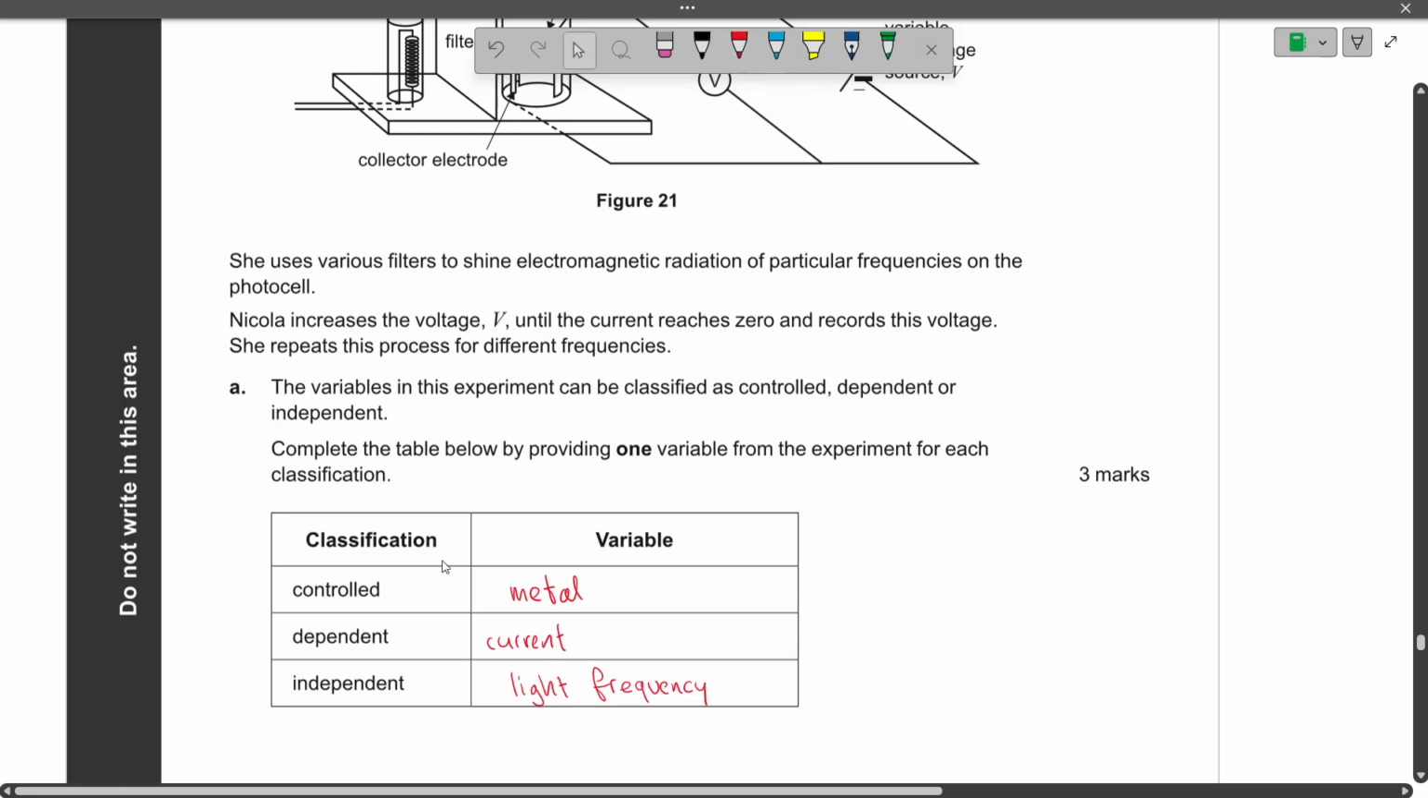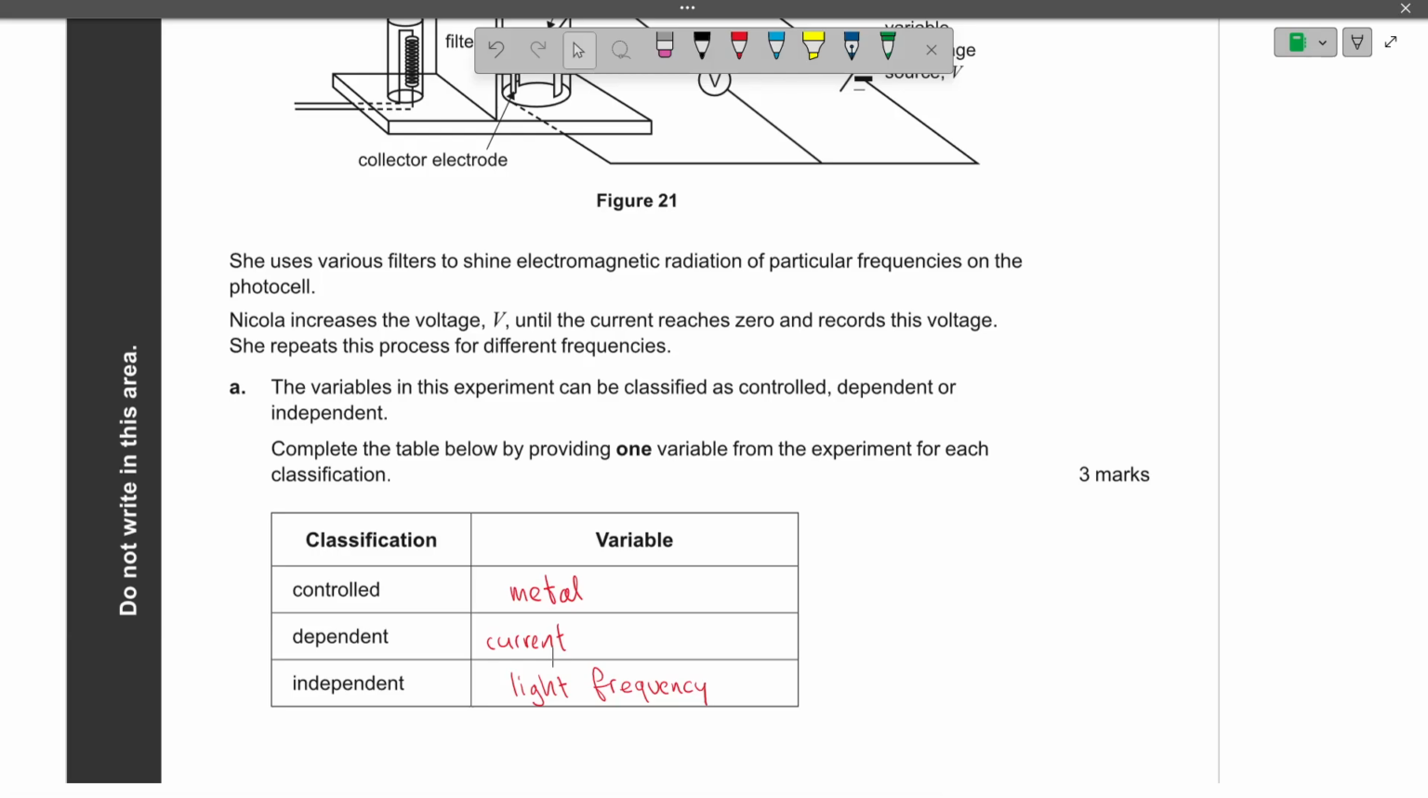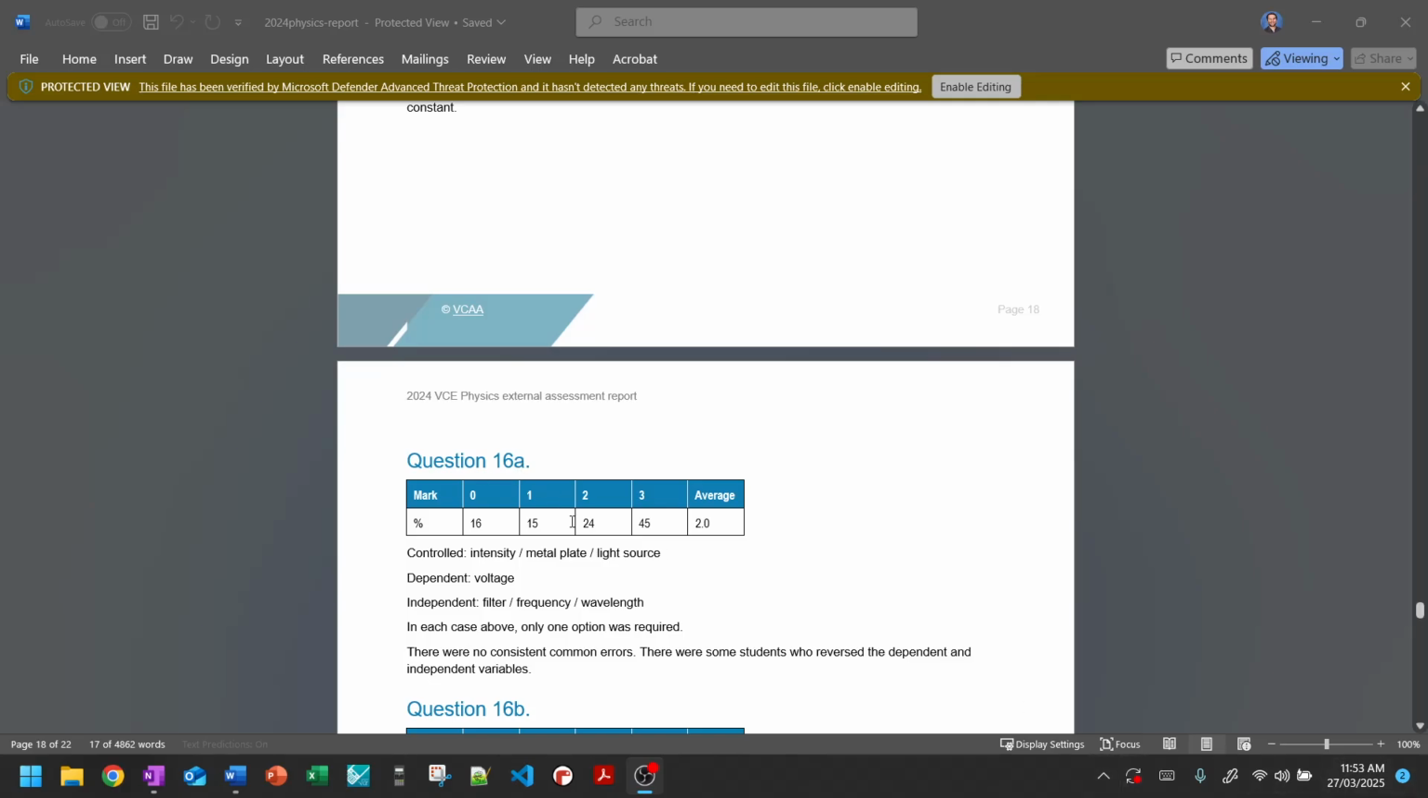So I'm going to pause this, bring it up, and let's see if we can just verify we're doing things okay. All right, so here's the report. They've said the dependent is the voltage. Now, look, I'm not entirely sure I agree with that.